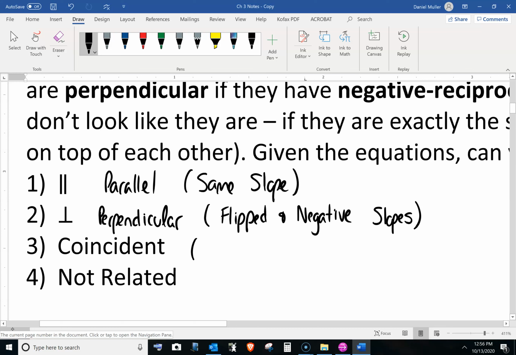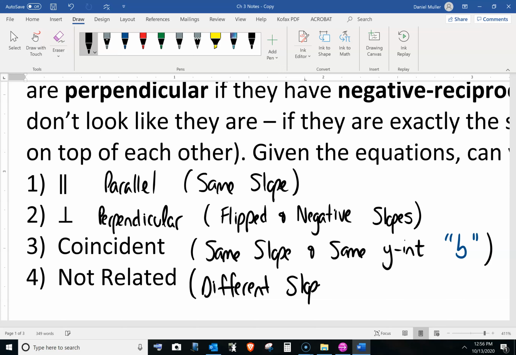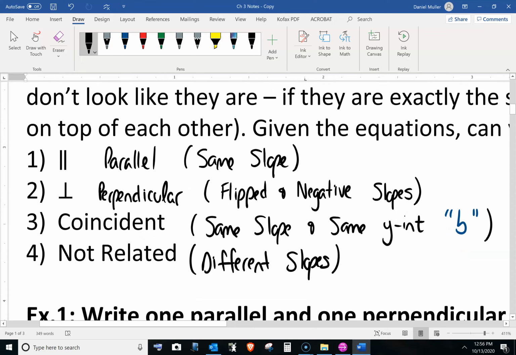So the slopes are flipped from each other, and one's positive and one's negative. Coincidence, that is when you have the same slope and the same y-intercept, which remember we used as a letter B. And unrelated or not related, that's where we have different slopes. So if we ever have different slopes, we'll just say, hey, unrelated. Okay, so let's take a look here.